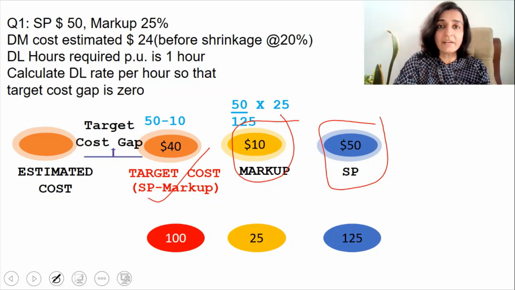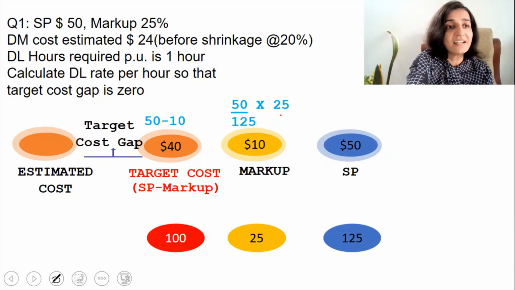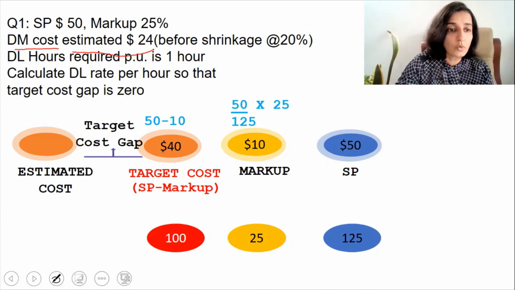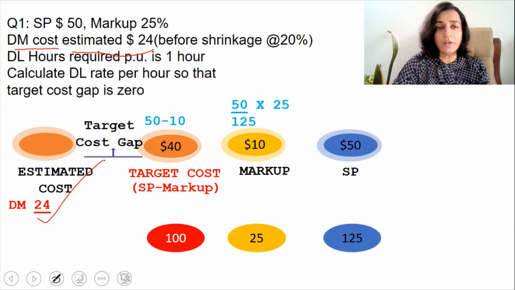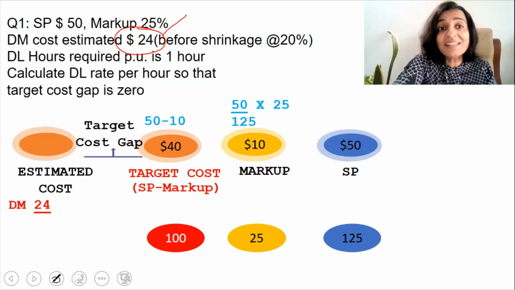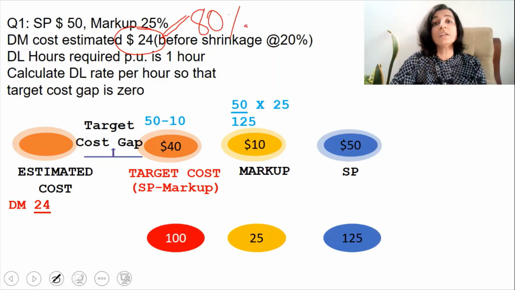Now we move to the estimated cost. The estimated cost, they have said direct material cost is estimated at $24. So we will make a note of that. Direct material cost estimated at $24 per unit. But there is a small problem. What is the problem? It is before shrinkage at the rate of 20%, which means that if we buy the direct material for an amount of $24, it will shrink. Shrink to the extent of how much? 20%, which means that we will get only 80% of the required quantity of raw materials.